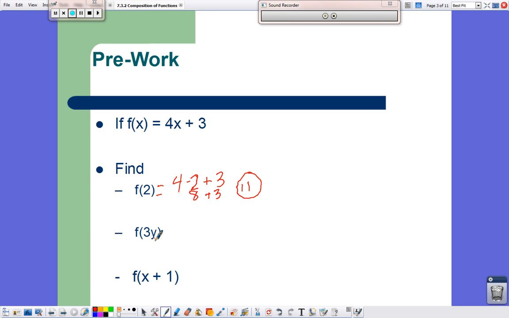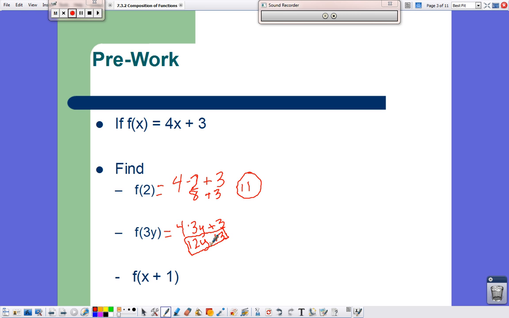Okay? And I don't only have to plug in integers or numbers or even rational numbers. I can plug in variables. And all I'm going to do in this case is change the x to 3y this time. So it becomes 4 times 3y plus 3. Well, 4 times 3y is 12y. 12y plus 3. Okay? And I cannot simplify it any further. So that is actually my answer. Okay? 12y plus 3.